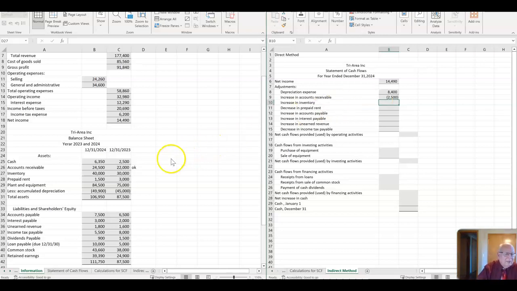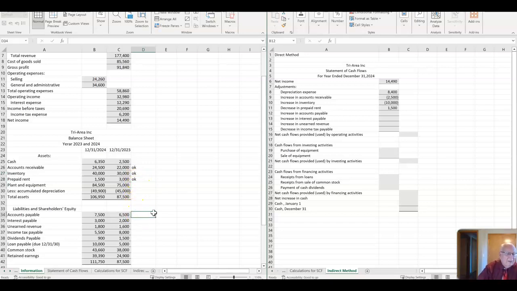Next one is inventory, which went from 30 to 40,000. So that was an increase of 10,000. That would be subtracted off because it uses cash. That's how you have to pay more for inventory. Prepaid rent went from 3,000 to 1,500. That's a decrease of 1,500. That will be added. And then we have that one taken care of. Plant and equipment doesn't go down there.